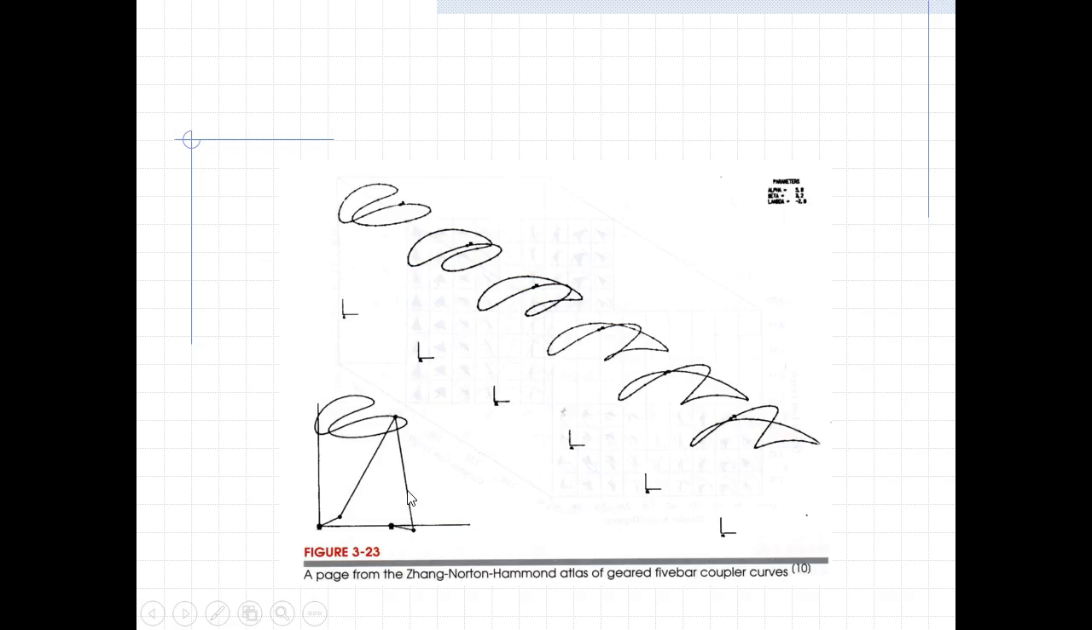coupler curve. And here's just an example from the H&N, from the, let me see, oh, this is a different atlas. This is a Zhang, Norton, Hammond atlas of geared 5 bars, and we can see that the shapes or the paths that the geared 5 bars are generating are more complicated than those generated by the traditional 4-bar. And that's the end of our discussion on coupler curves.